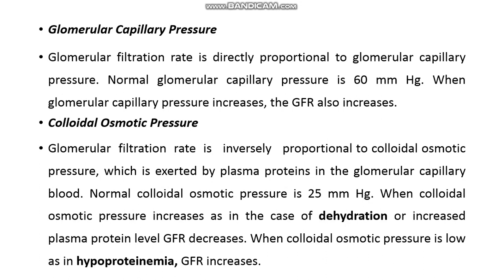Colloidal osmotic pressure, we already know regarding this, because it is inversely proportional. It is one of the opposing pressures for the filtration, so it is inversely proportional to the GFR. Okay, let us see. Glomerular filtration rate is inversely proportional to the colloidal osmotic pressure, which is exerted by the plasma proteins in the glomerular capillary blood. Normal colloidal osmotic pressure is 25 mm of Hg.